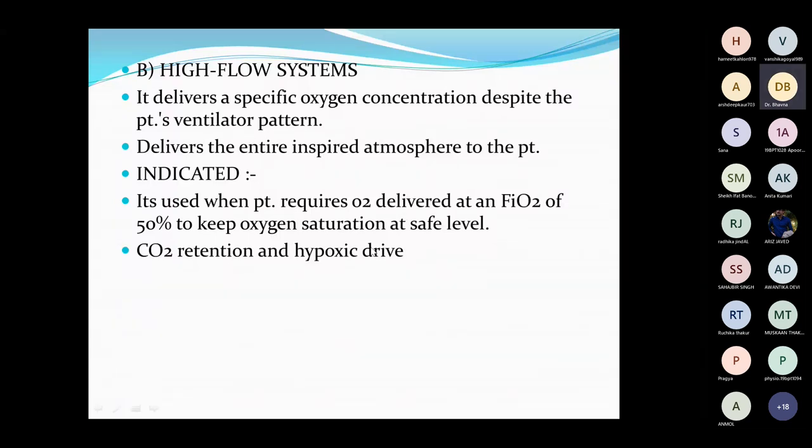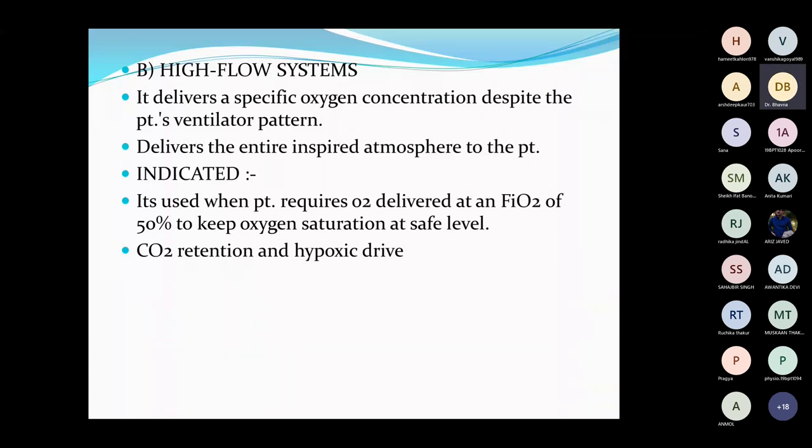All right. Coming on to the high flow systems, it delivers a specific oxygen concentration despite the patient being ventilated, right? So the dosimetry is already decided, or it is fixed in the machine, and the patient receives the fixed amount of oxygen. Even if there is a leak, if the mask is not fitted properly on the face, the machine will deliver the same amount. Though the machine indicates the amount of leakage, the oxygen delivery percentage is the same, which has been set by the doctor, right?